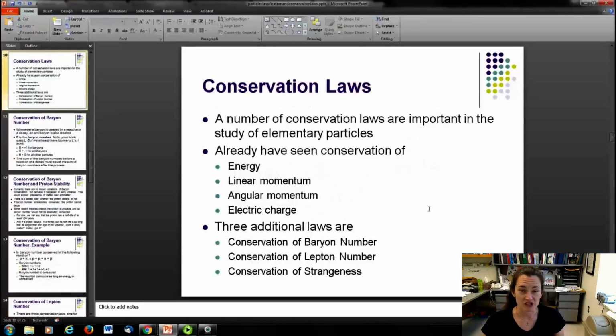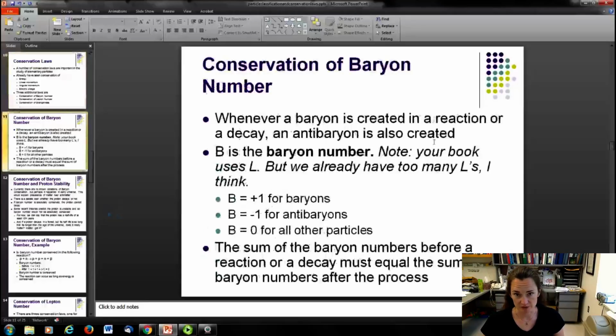All right, now there's a number of different conservation laws that are important when you study elementary particles. We've already seen conservation of energy, linear momentum, angular momentum, electric charge, and of course those conservation laws still apply. But we're going to learn 3 new conservation laws today that are important in particle physics. And those are conservation of baryon number, conservation of lepton number, and then conservation of strangeness. So first let's talk about baryon number.